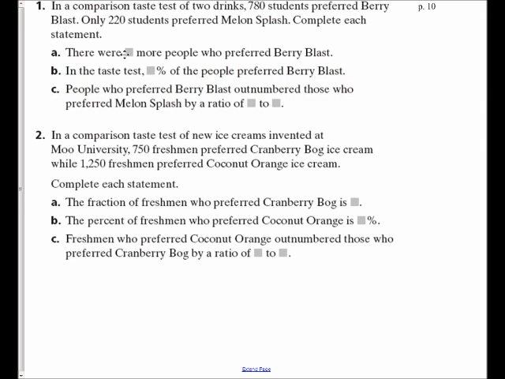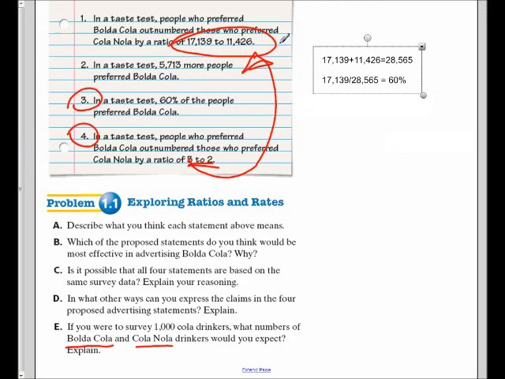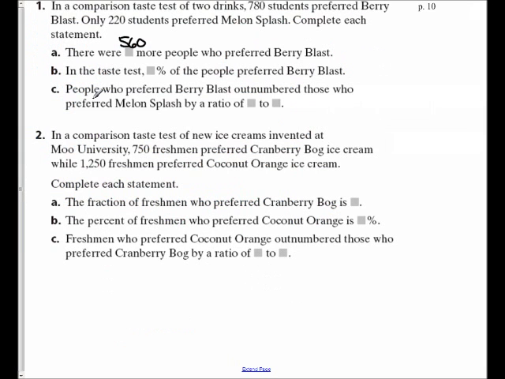So being able to create this, let's just look at A. There were blank more people who preferred Berry Blast. 780 preferred Berry Blast compared to the 220 who preferred Melon Splash. So to fill in this blank, I would take 780 minus 220, giving us 560. So I'm going to write in there 560. Please do that. Fill out the rest of these. Remember that for percents, you have to add up your total first, then divide. So for B, add and then divide.